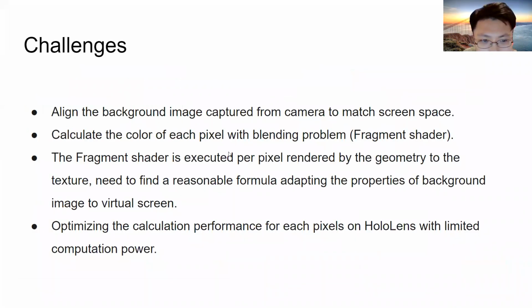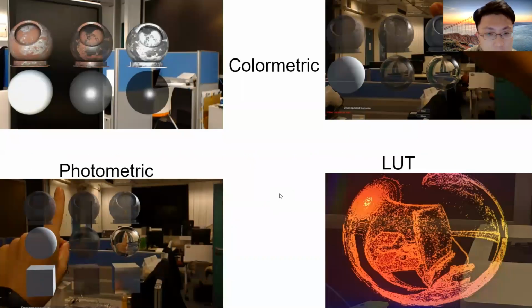So the challenge is then how to align the background image captured from the camera to the matching screen space, and calculate the color of each pixel with the blending problem. The fragment shader is executed per pixel by geometry to texture. And also, it's very hard to optimize the calculation performance for each pixel of HoloLens. For example, the upper right is colorimetrics, followed by photometrics and LUT.